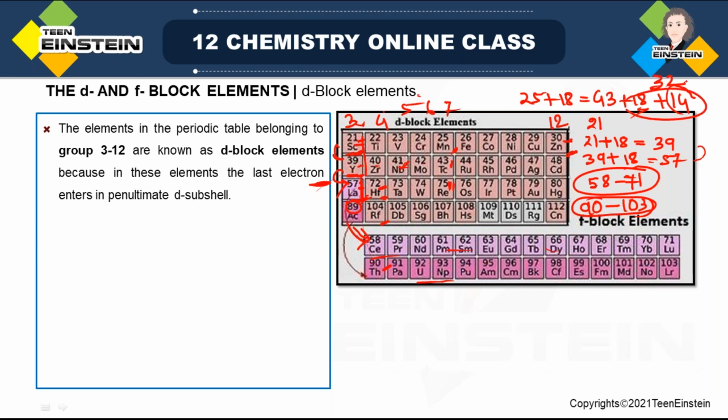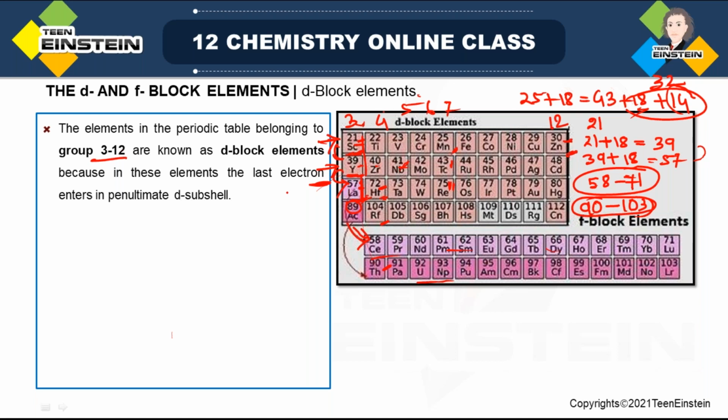Fine. So the elements in the periodic table belonging to group 3 up to 12 will be called d block elements. And the reason is, in these elements, the last electron is entering the penultimate d subshell. Now, what does penultimate d subshell mean? Because see, this is actually the fourth period, then the fifth period. Now, fourth period means what? The last orbital is 4s. When we see the electronic configuration, it will be clear.